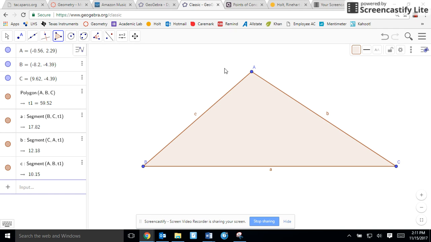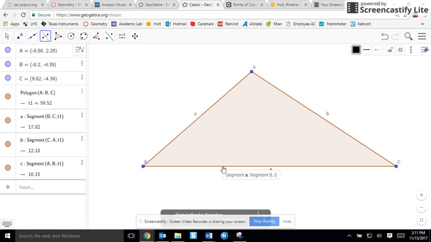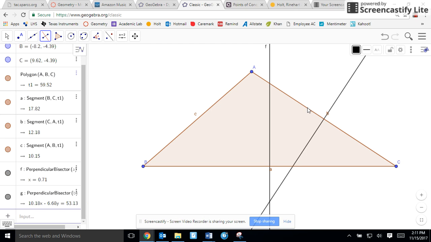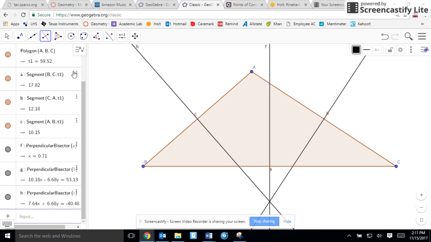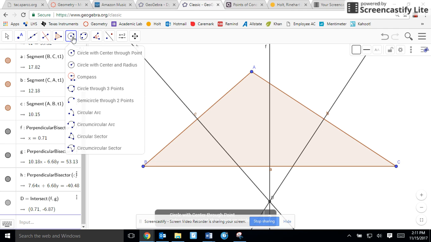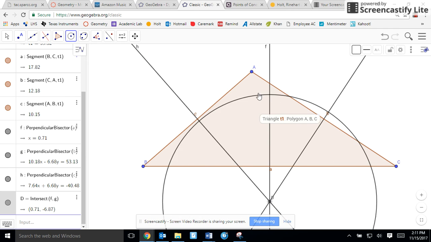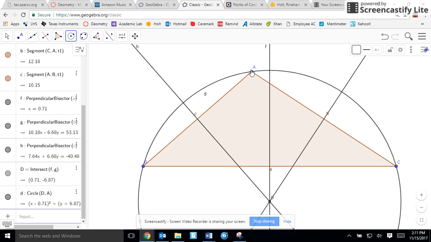And since we're making the circumcenter, we want the perpendicular bisectors of the first segment, second segment, and third segment, and put a point where they meet. So there's the circumcenter. One more thing I'd like for you to do is to draw the circle that shows that it's equidistant to the three vertices.